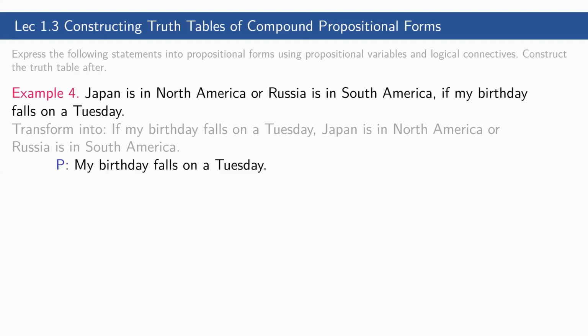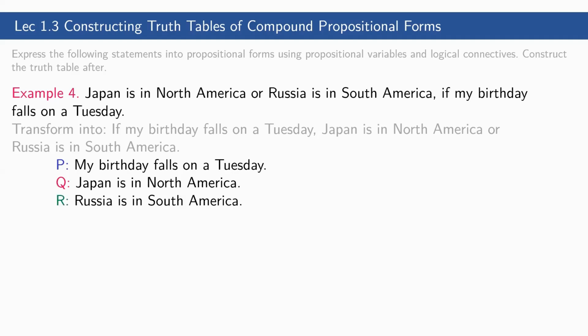P, my birthday falls on a Tuesday. Q, Japan is in North America. And then R, Russia is in South America. Let us now create the truth table for P, Q, and R. The structure will be P implies Q or R. So this is the same as the previous example.